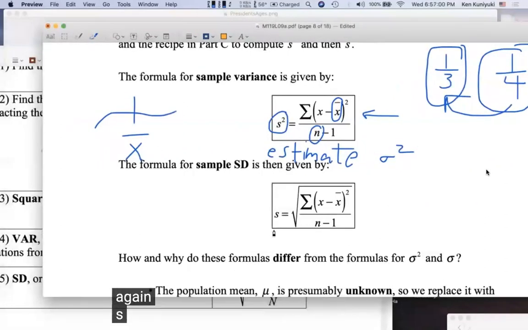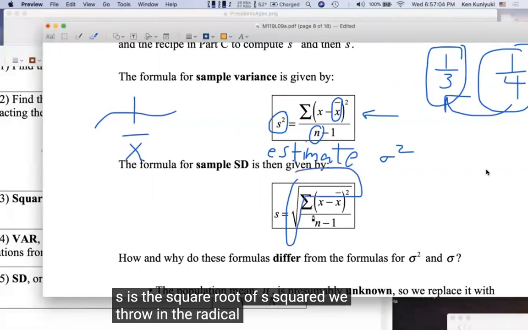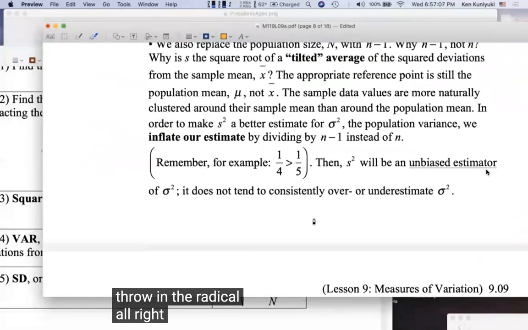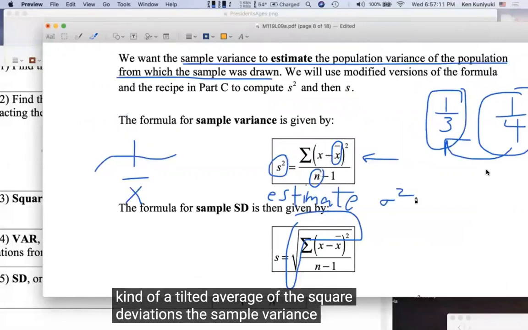All right, and again, S is the square root of S squared. We throw in the radical. So I call this kind of a tilted average of the square deviations, the sample variance. It's inflated.